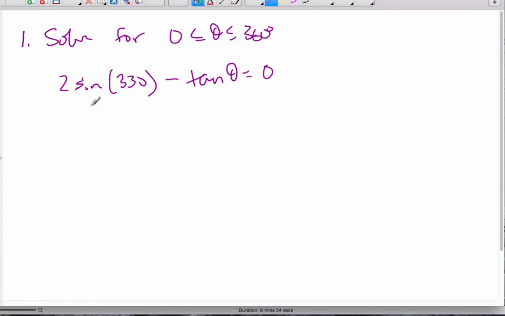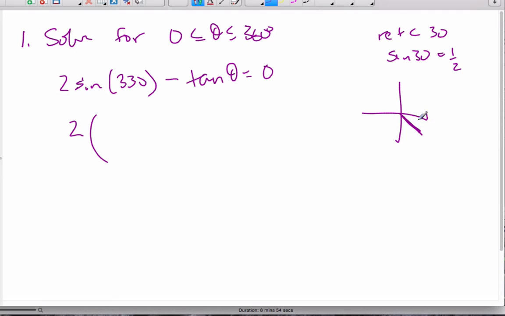Okay. So in doing this problem, I first have to find the sine of 330. Well, I know my reference angle is 30. So the sine of 30, I know that to be 1/2. I have to think about 330 is in this quadrant, and I know sine is negative here because sine is the y value going down, negative, and so it's negative 1/2 minus tangent theta is equal to 0.